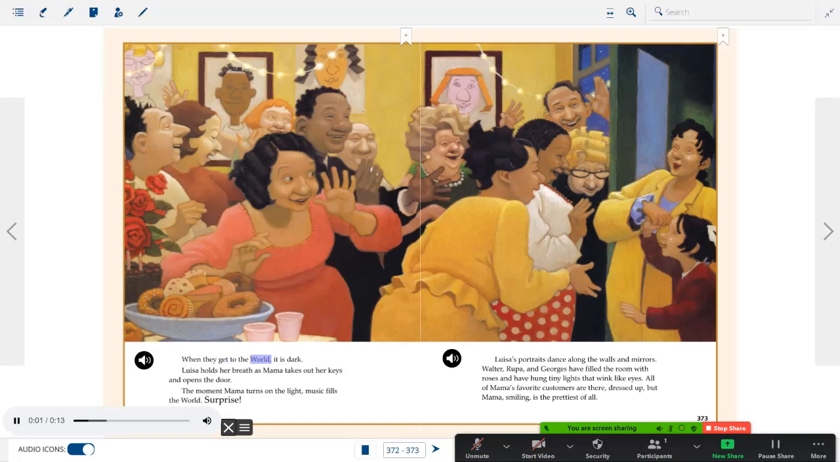When they get to the world, it is dark. Louisa holds her breath as Mama takes out her keys and opens the door. The moment Mama turns on the light, music fills the world. "Surprise!" Louisa's portraits dance along the walls and mirrors. Walter, Rupa, and Georges have filled the room with roses and have hung tiny lights that wink like eyes. All of Mama's favorite customers are there, dressed up. But Mama, smiling, is the prettiest of all.